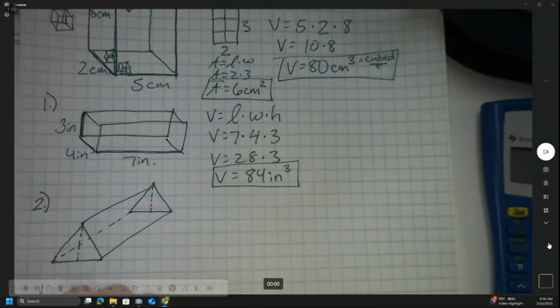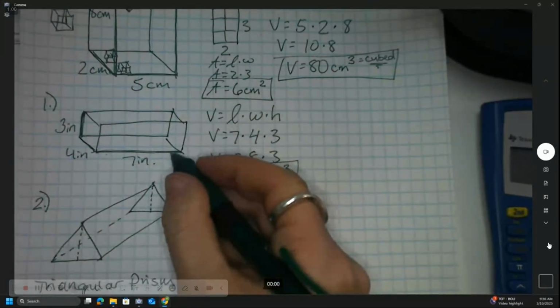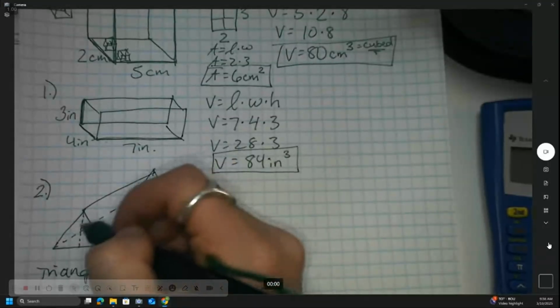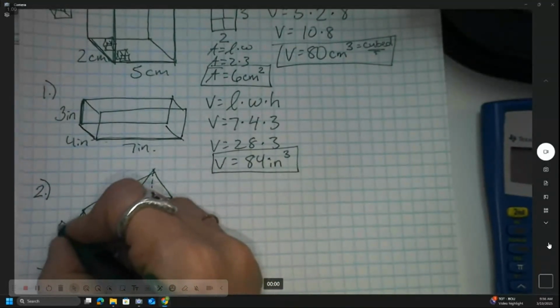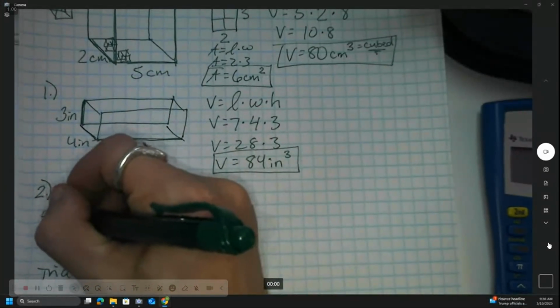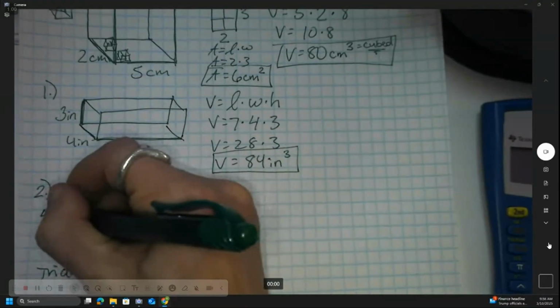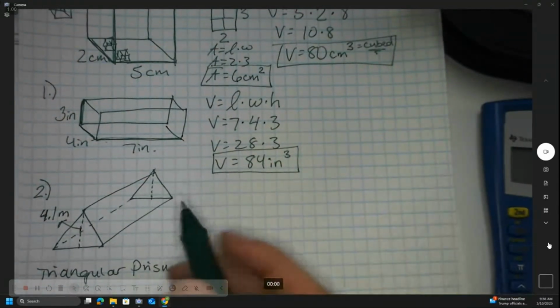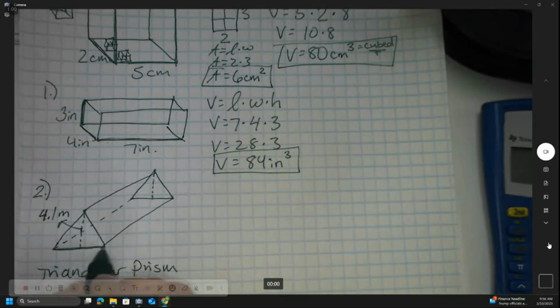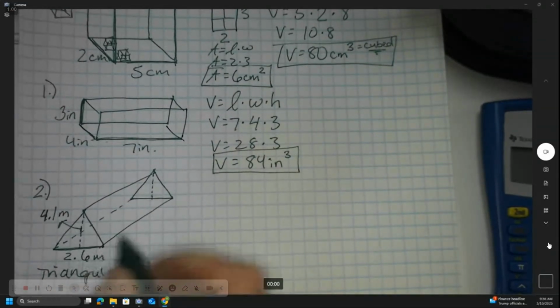I'm going to go ahead and name that real quick. It's a triangular prism. And this guy was rectangular, just like up there. The height, I'm going to go ahead and label it, I'm going to give you decimals this time, 4 1/10 meters. That's a 4. 4 1/10 meters. I'm going to say the base of that tent or triangle is 2 6/10 meters.